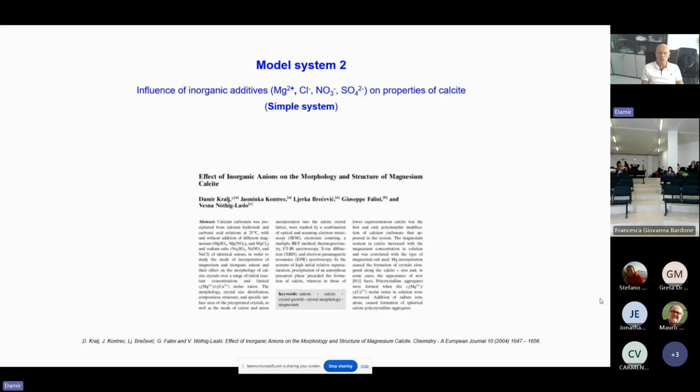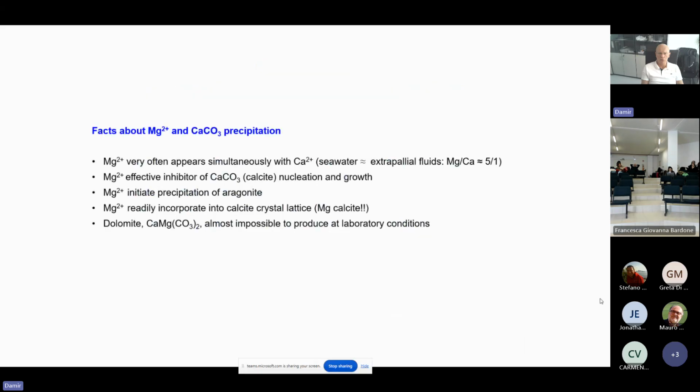magnesium that is introduced in the system in which also a high concentration of sodium was present. So in this system, we introduced magnesium in a system in which only calcium was present as a cation. Just to remind you about the role of magnesium in calcium carbonate precipitation.